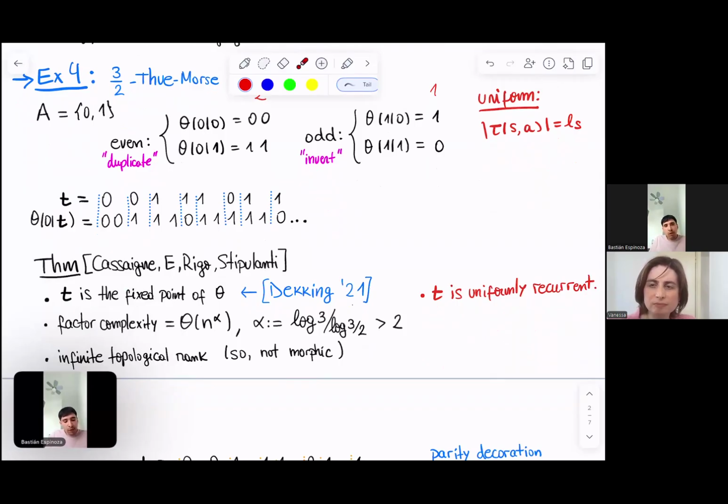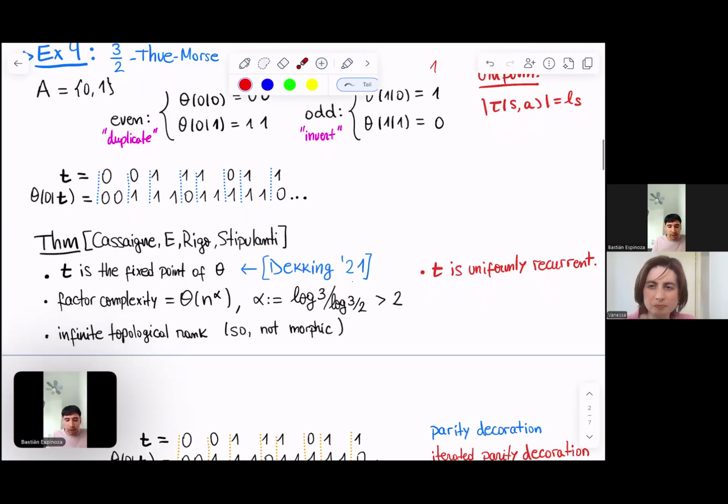The second thing is that we can also estimate the factor complexity. In this case, it is given by this polynomial behavior, this polynomial exponent, where alpha is an irrational number that is greater than 2. And it's important that it is larger than 2, because again, it is very different to most of the examples that we can consider. In particular, this word cannot be morphic, because morphic words have at most quadratic complexity.